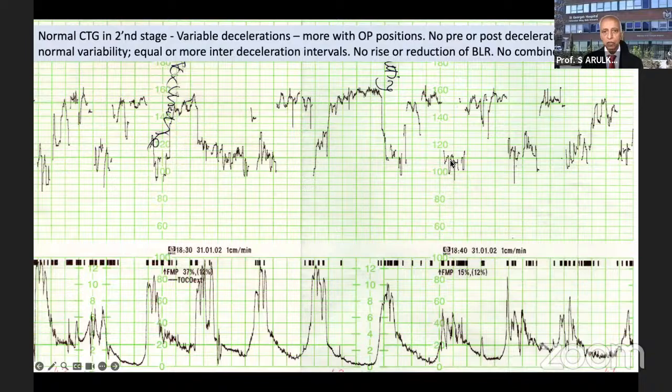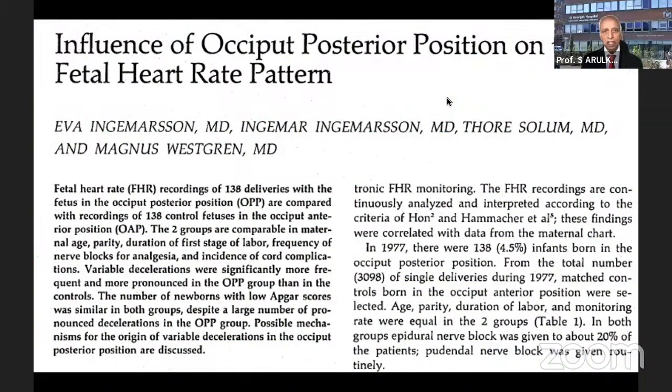So these are due to occipito-posterior positions, and you don't get much acidosis provided the baseline rate and the baseline variability is maintained. So this has been studied way back, and it has been shown that occipito-posterior position has variable decelerations, and there's nothing to worry about acidosis provided the baseline rate stays normal.